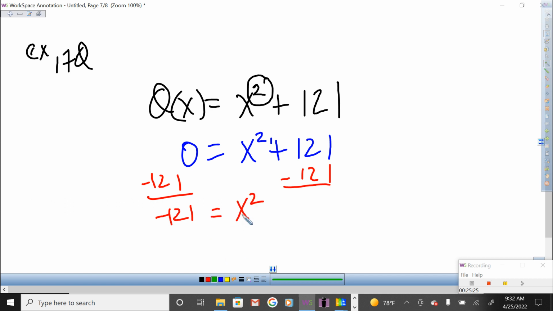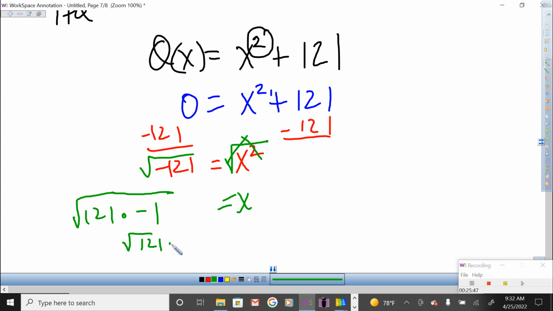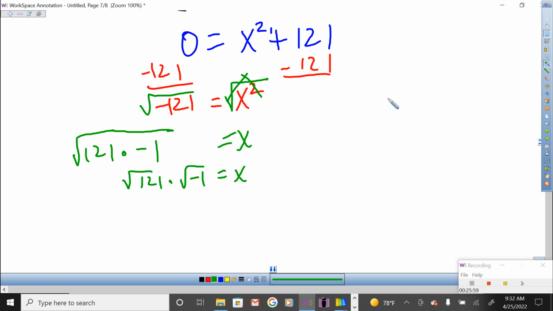How do I cancel that square? Square root, this cancels that. X equals, now, we have a dilemma here, but we can rewrite this, can't we? Square root of 121 times negative 1. Yes? Which means we end up with square root of 121 times square root of negative 1 equals x. So, what is square root of 121? What is it? Plus minus what? 11. Okay.